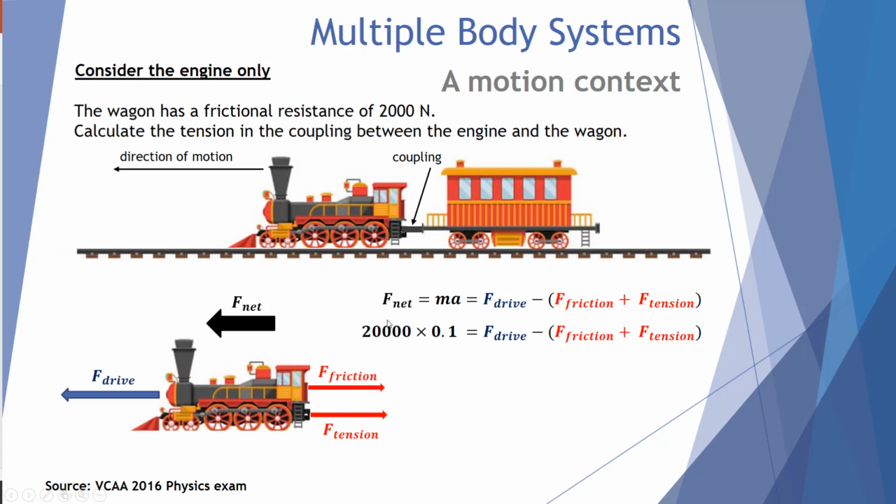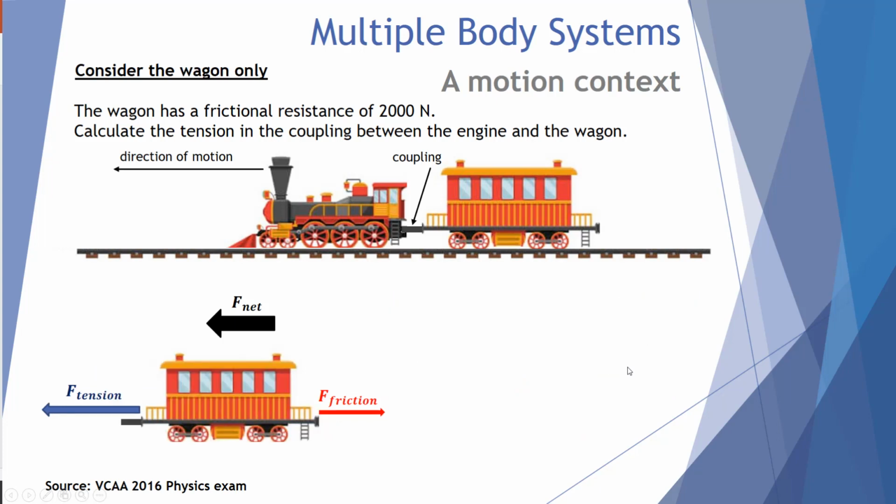Okay, so the net force on the engine, it had a mass of 20,000 kilograms and an acceleration of 0.1 of a meter per second squared. That comes out to 2,000 newtons. However, we still have these three other forces that we just don't have information about. So at this point, we can't solve this. We've got one equation with three unknowns. We can't solve it using the engine as the focus.